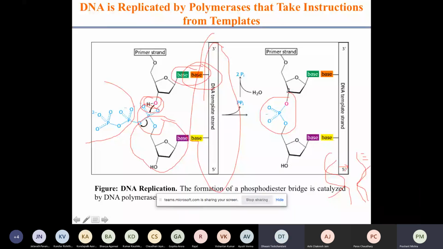Phosphodiester bond. Yes. So this is the phosphodiester bond, the one which leads to the synthesis of DNA. So what you have is a primer strand, the strand which was already present, and this is the base which has come. Now, once this bond is formed, this base is complementary to this, and the DNA chain will grow. So this is the way the DNA will be synthesized.